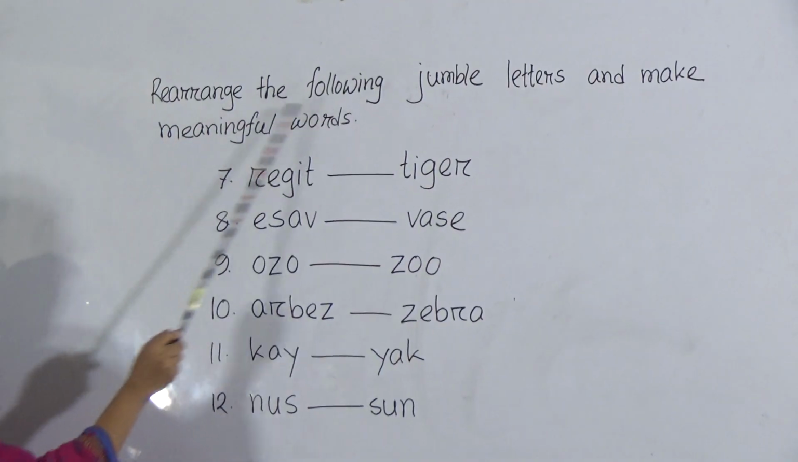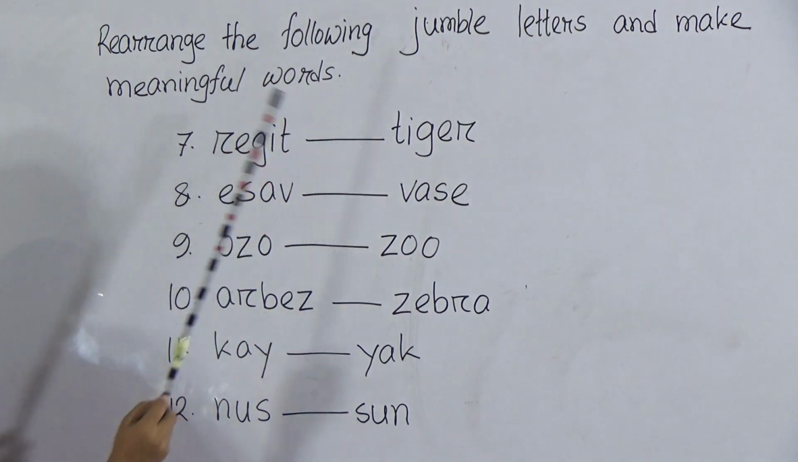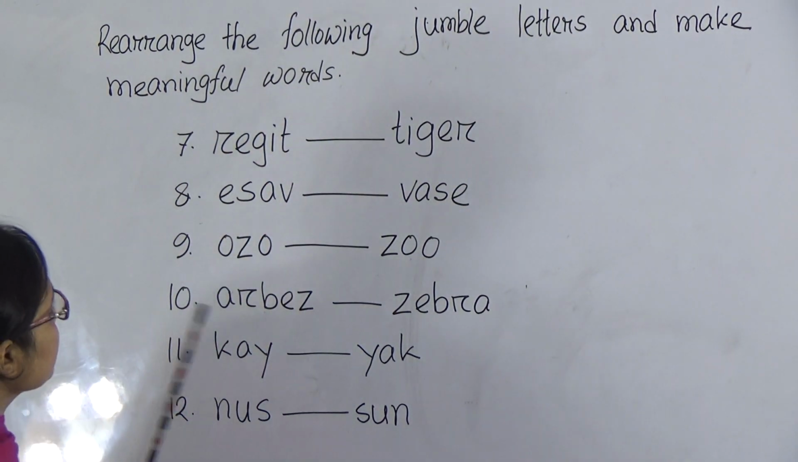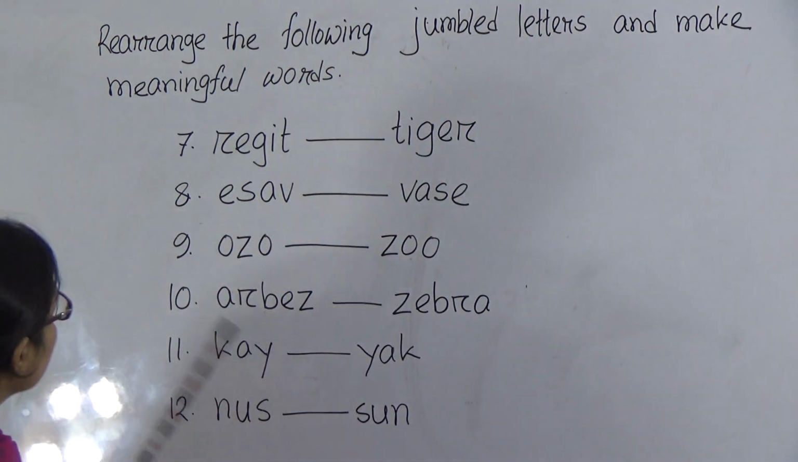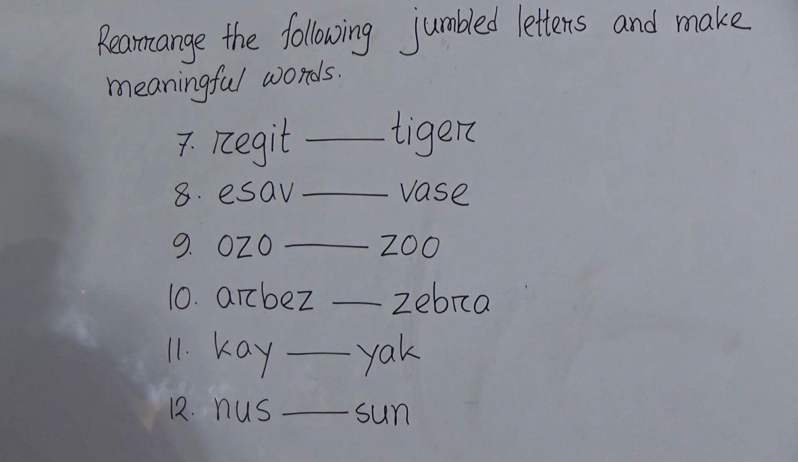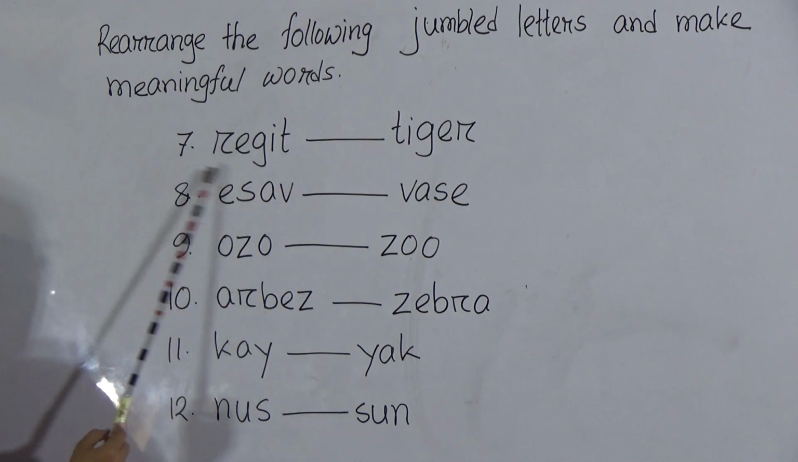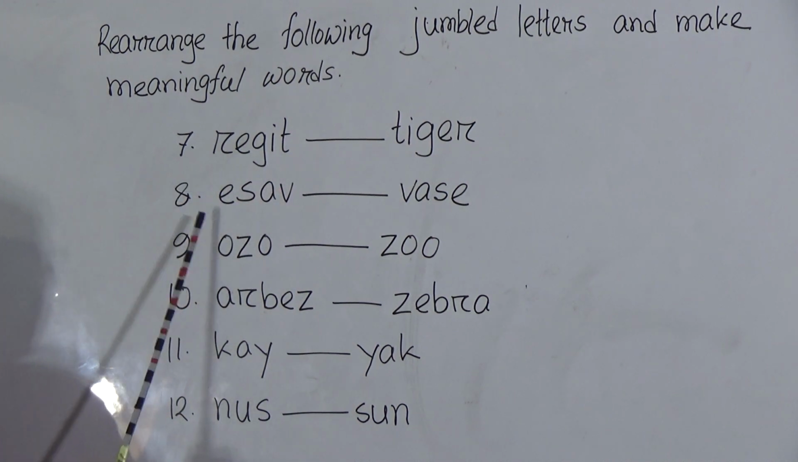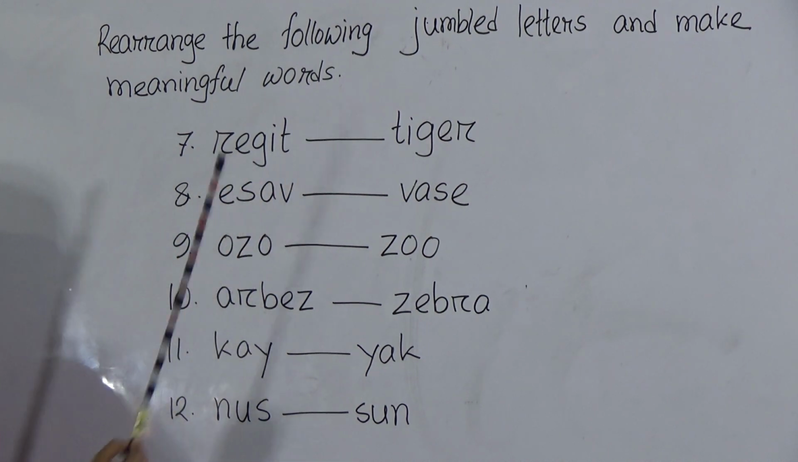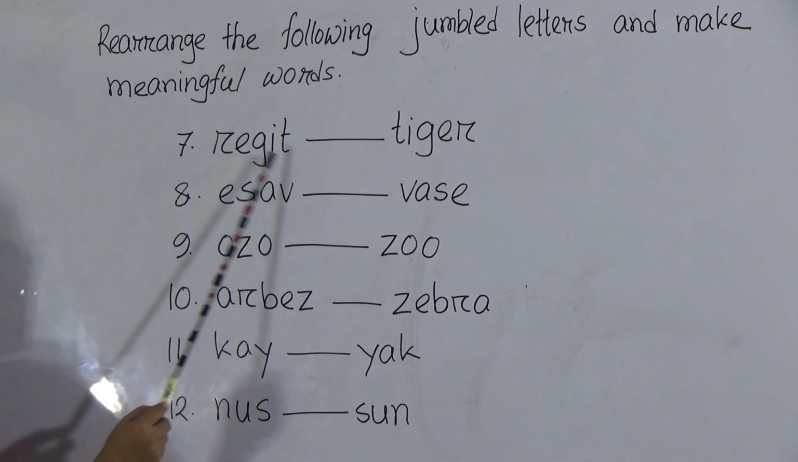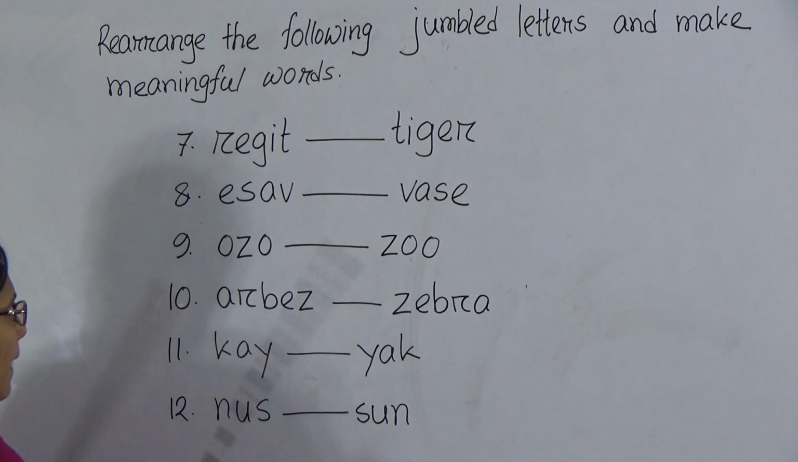Look. Rearrange the following jumbled letters and make meaningful words. So this is our today's topic. That means, students, I'm repeating that. What does it mean? That means there will be some jumbled letters, and we have to rearrange these letters and make a meaningful word.